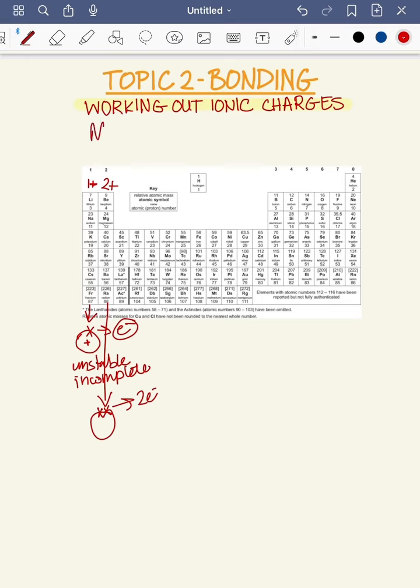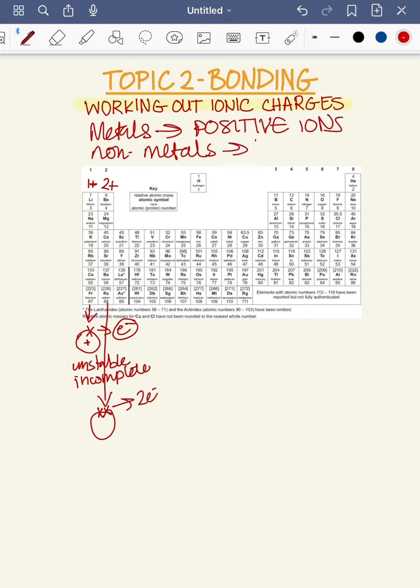With group 3, remember that metals always form positive ions and non-metals always form negative ions. So here aluminium is our metal. This is going to have 3 electrons in its outer shell, so it can lose 3 or gain 5, and it's going to end up losing 3, so aluminium will have a 3 plus charge.